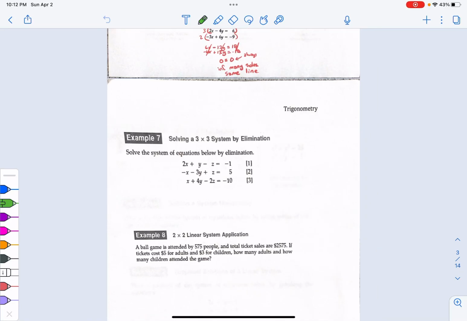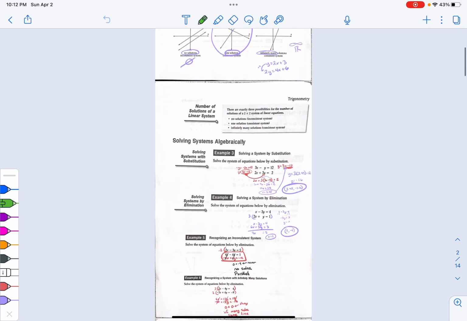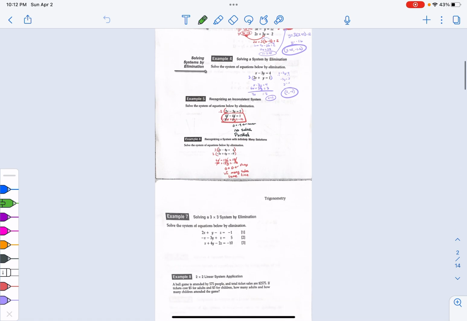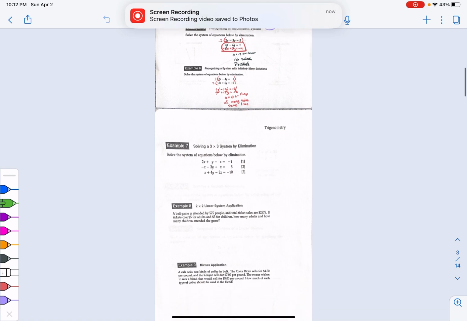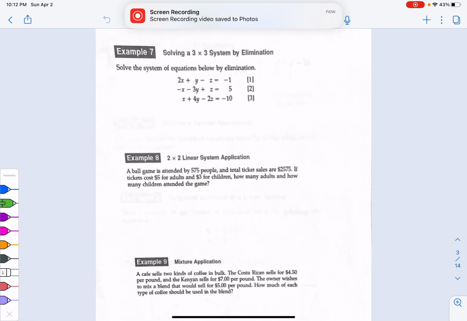Okay, Trig, this is section 12.1. This is the second half of it, so we've done the rest of it above already, and now we are on to examples 7, 8, and 9. We've just got those 3 left to do.